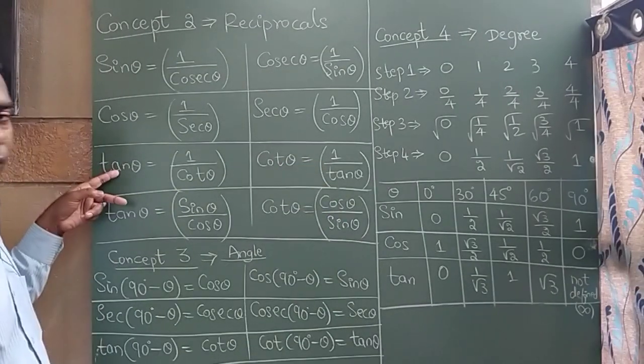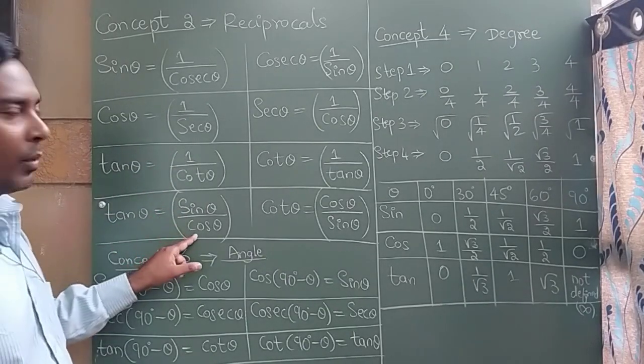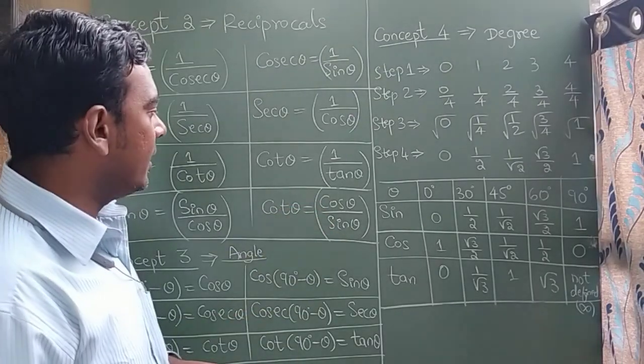Okay. There are two formulas for tan. One is 1 upon cot and one more is tan theta is equal to sin theta upon cos theta. Cot theta is equal to cos theta upon sin theta.